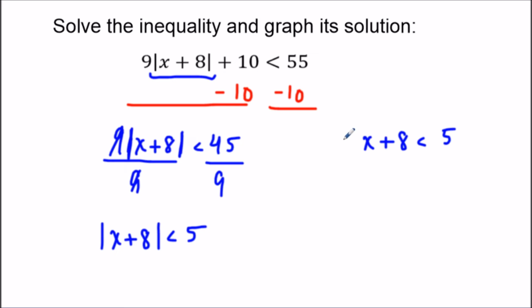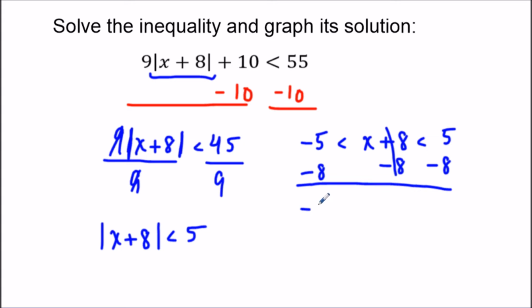So I could put a less than 5 here, and I could put another less than symbol and write negative 5 here. So once again, the distance of x plus 8 is within 5 units of 0, which means x plus 8 is between negative 5 and 5. So we could write this compound inequality here. Then to solve, all we have to do is subtract 8 on all 3 sides of this compound inequality.